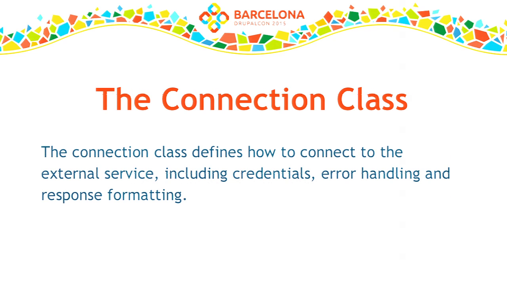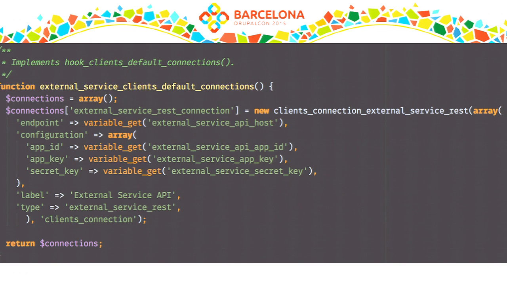So the next thing you're going to create is the connection class. This class is actually fairly straightforward, but this is the one where you figure out how do I pass my credentials? How do I actually pass a request to the service? So here you can see the remote entity API module uses the clients module, and they have a hook, and it just allows you to do things like say what is your endpoint? What kind of configuration do you have? It's really straightforward. Anybody who's done integration before, this is easy.